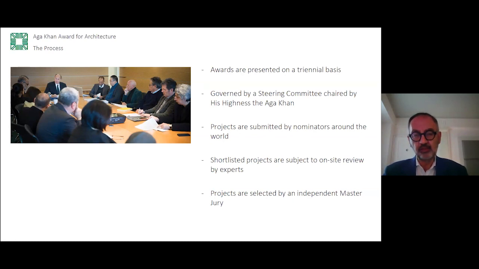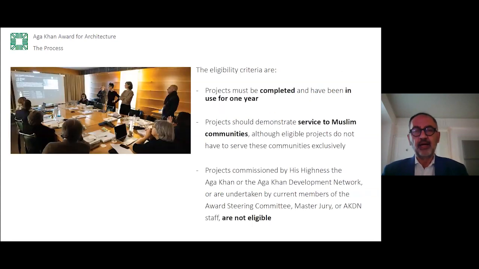So we have to make sure that they can live up to the promises of the architects. Second thing, which is very important: no architecture project is the work of an architect alone. You have to have the right client, the right builders, the right people, all of them working together. The projects that you would see have been completed and in use for at least 1 year, and they have to be in the service of Muslim communities.